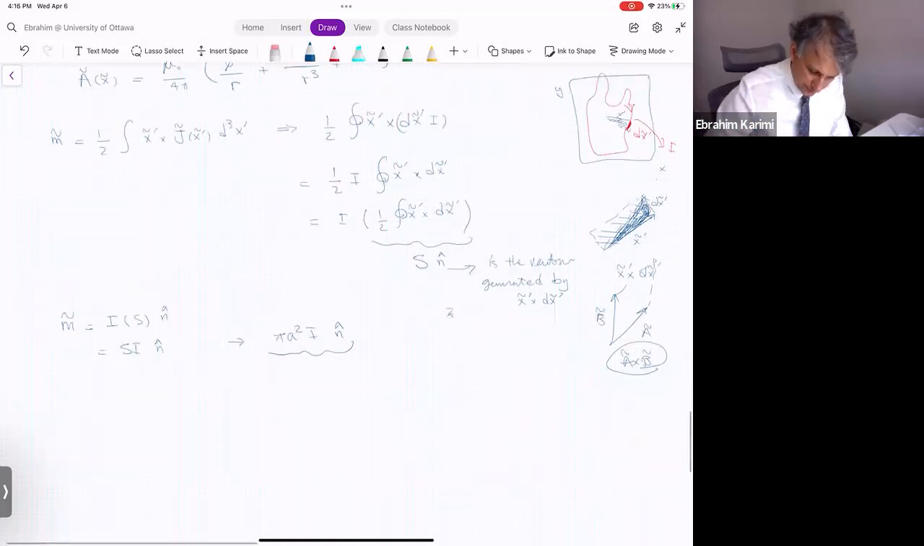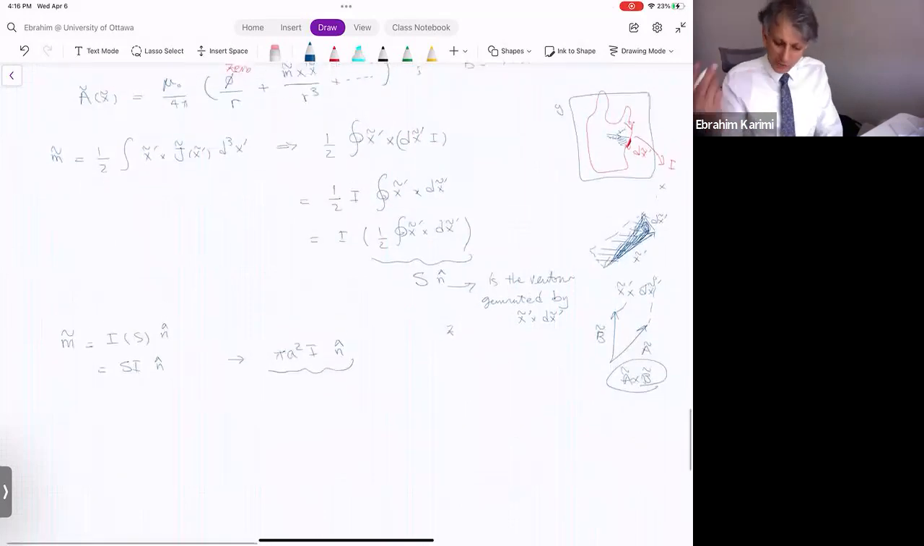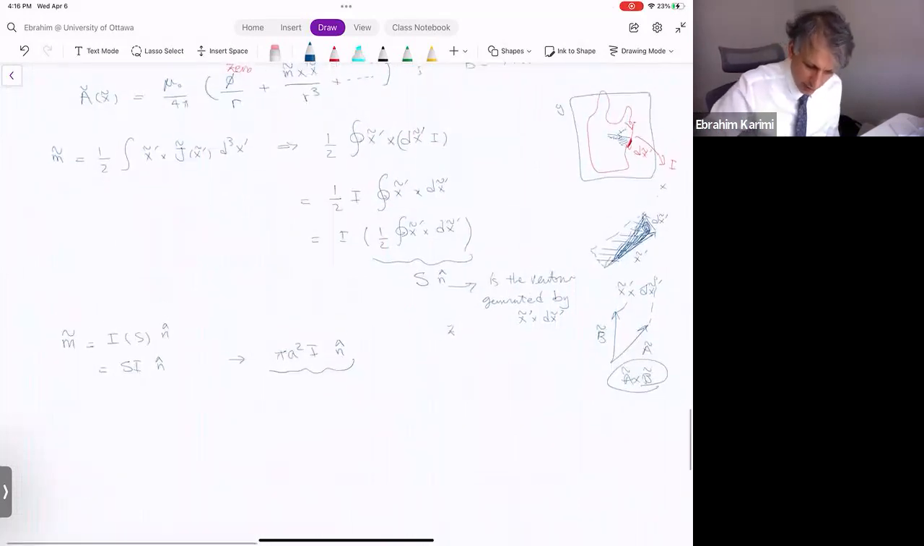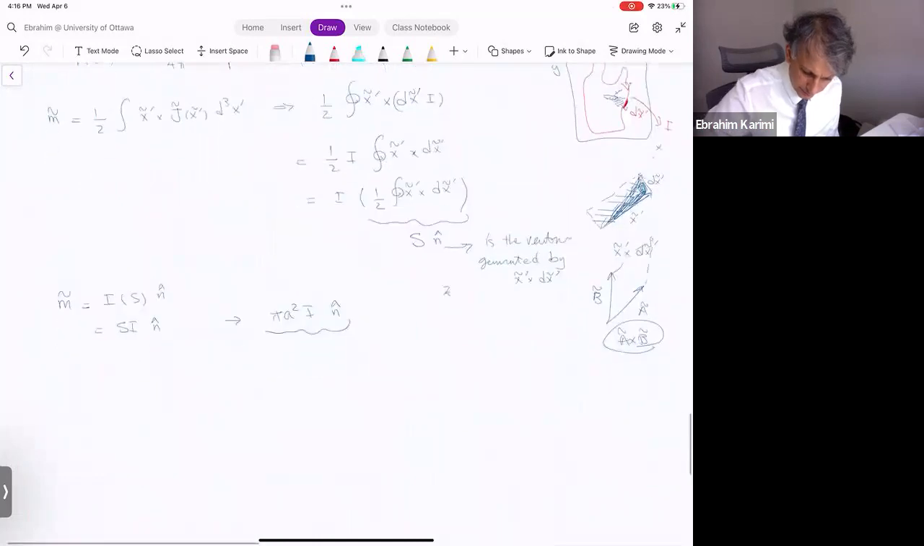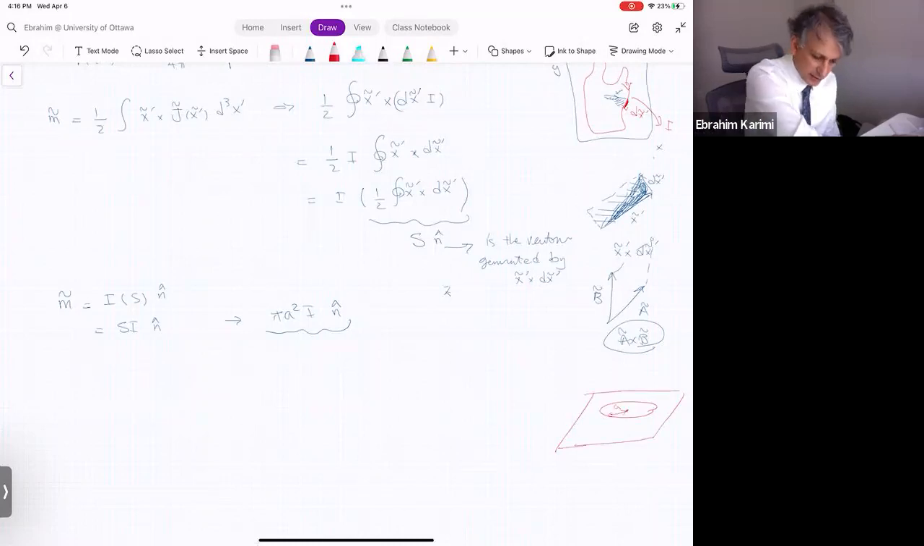So if we do have a loop of current like this in a given plane of x and y, the radius is a, and that is in the plane of x and y. Assume that x is this one and y is this one, and that's that.